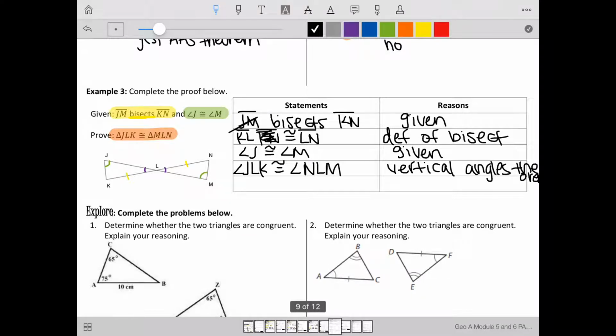And then lastly, we had angle, angle, side, matching an angle, angle, side, so we know the two triangles are congruent, which is exactly what we're trying to prove. So we're going to put that in the bottom row. So triangle JLK is congruent to triangle MLN because of the angle, angle, side theorem.